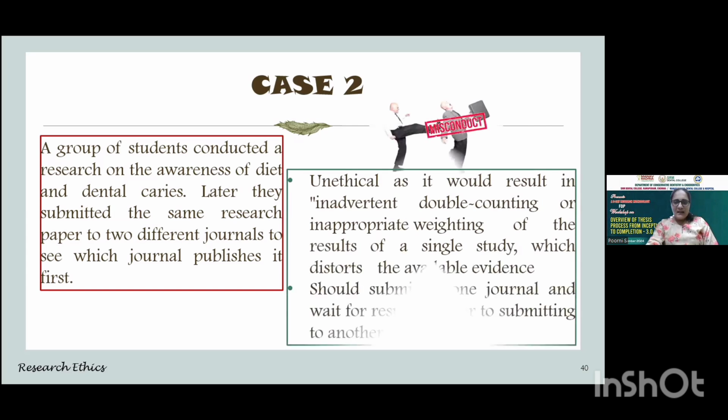Why? It is unethical as it would result in inadvertent double counting or inappropriate weighting of the results of a single study, which will distort the available evidence. So you should never submit a research paper to two journals simultaneously. Always submit your research paper, wait for the remarks from that journal, and then proceed to the next. We should submit to one, wait for the response, and then submit to another. This is the ethical way of submitting your research paper to any journal.